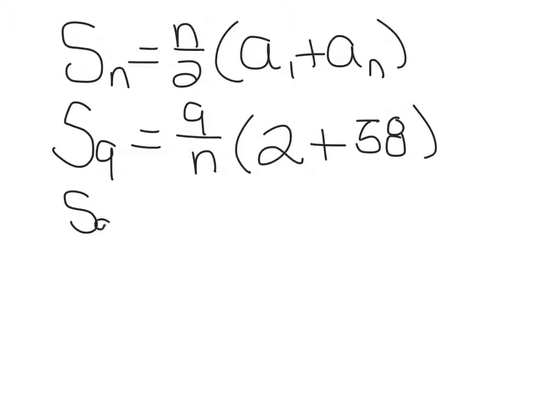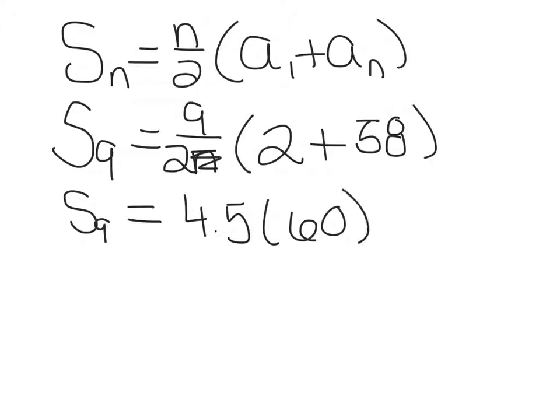So s sub n, or s sub 9 in our case, oops, this right here should have been a 2, sorry. S sub n, or the sum of the first 9 terms: 9 divided by 2 is 4.5. And then 2 plus 58 is 60. So if you type 4.5 times 60 in your calculator, you're going to get s sub 9 equals 270, which means when I add up the first 9 terms, they total 270.